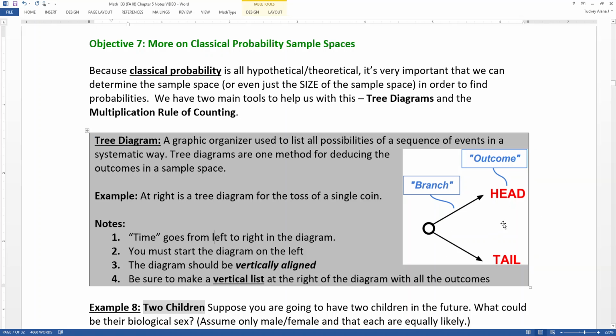Notice we ignored the possibility of landing on the edge. We will do that because in classical probability, it often makes a lot of sense to avoid all of that messiness. So we will do so quite frequently.